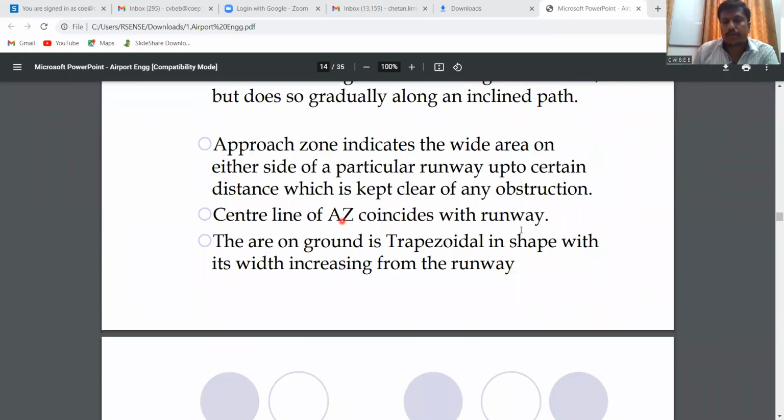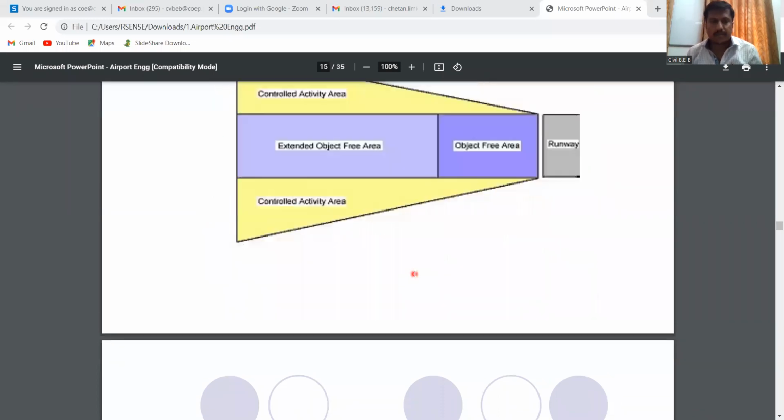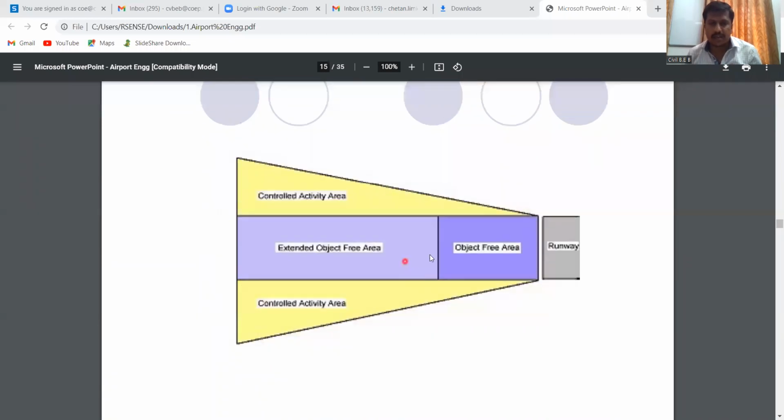Center line of the approach zone coincides with the runway, as I told you. The area on the ground is trapezoidal in shape with its width increasing from the runway. Okay. I think yes, the diagram is there. This is your runway, as I told you. It is the object free area and extended object free area.